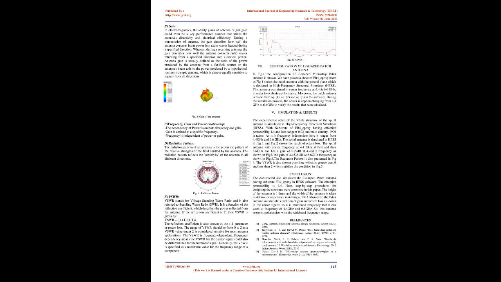The range of VSWR should be from 0 to 2, as a VSWR value under 2 is considered suitable for most antenna applications. The VSWR is frequency dependent. Frequency dependency means the VSWR for the carrier signal could be different than for the harmonic signal. Generally, the VSWR is specified as a maximum value for the frequency range of a component.